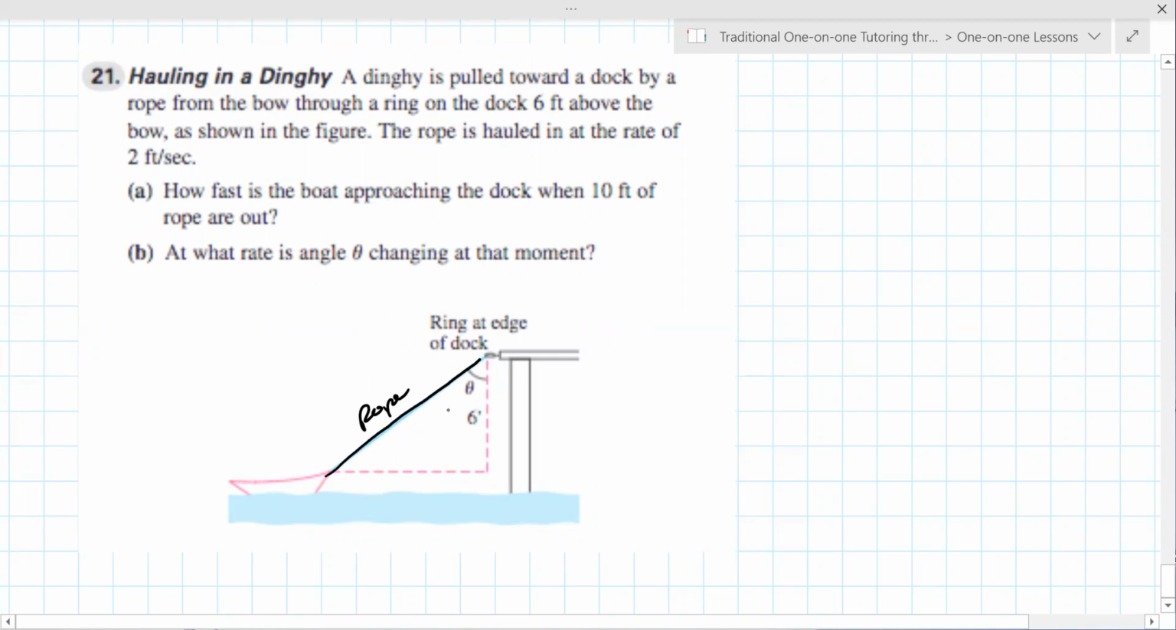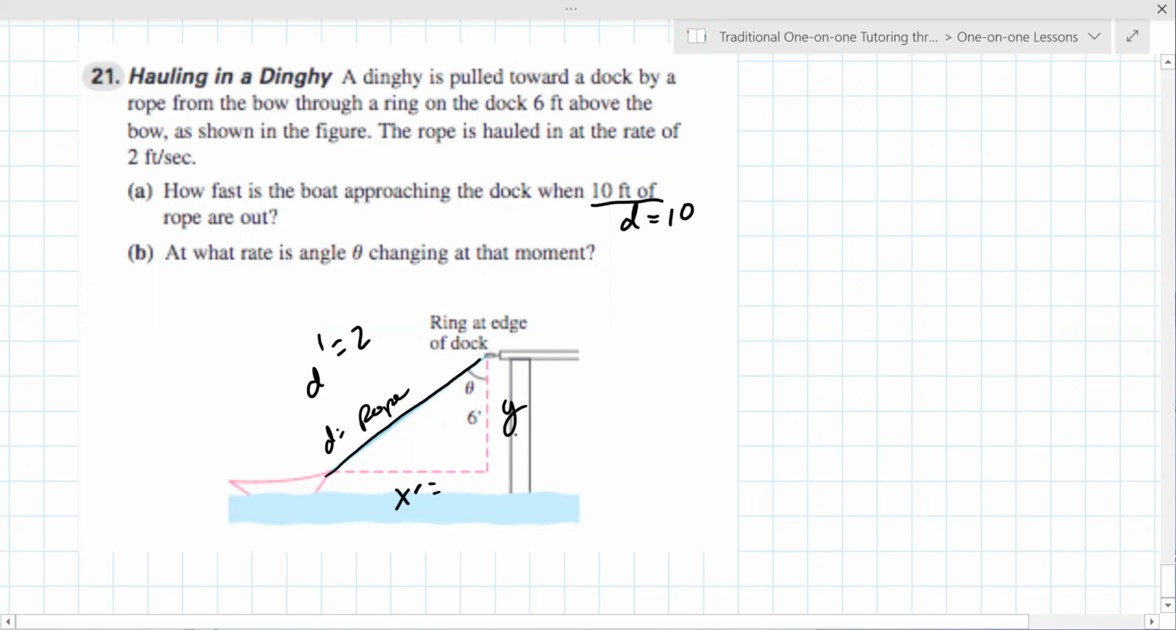So this is D, or R, or whatever you want to call the hypotenuse of the triangle. This is D, and D prime is 2. Now in part A, they're telling you that it's 10 feet of rope, so D equals 10. They want to know how fast the boat is approaching the dock when 10 feet of rope is out. So they want X prime here.